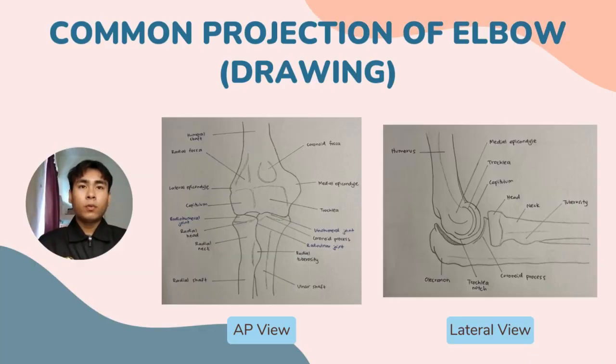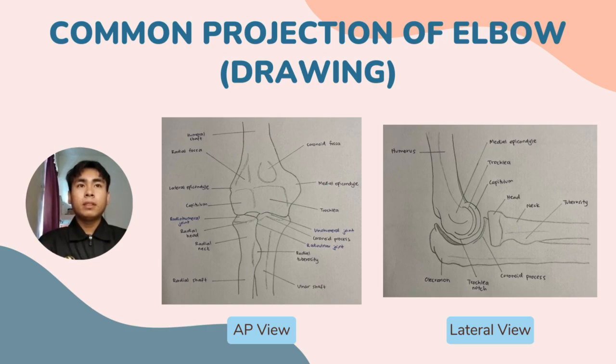Here are the drawings of the elbow. The first one is the AP view, and the second one is the lateral view. For the AP view, as I said, the medial and lateral epicondyles are bilateral to each other. The capitulum should be located superior to the radius bone, and the trochlea should be located superior to the ulnar bone.